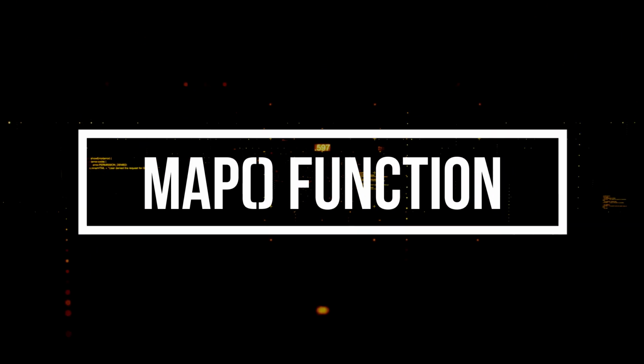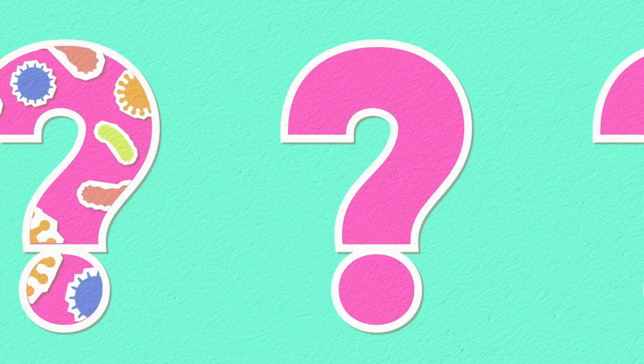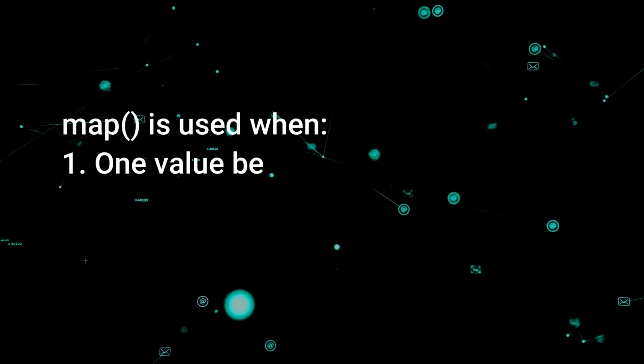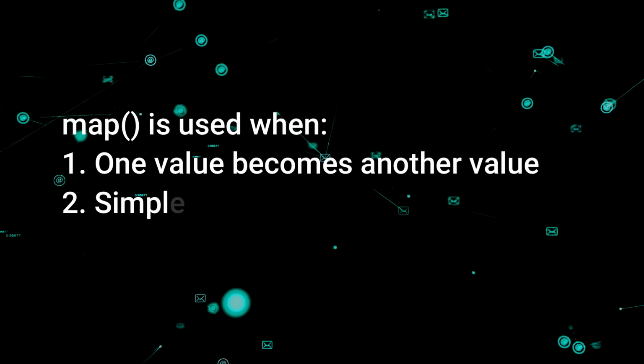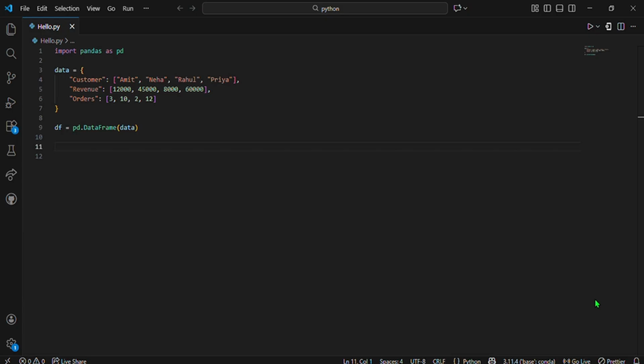Okay, so now let's use our map function. So first of all, what is map? Map is used when one value becomes another value, or for a simple transformation, usually on a single column. So let's create an example here. We have a category variable and we are defining some categories. Amit is regular, Neha is premium, Rahul is regular and Priya is VIP. So these are the categories of the customers.